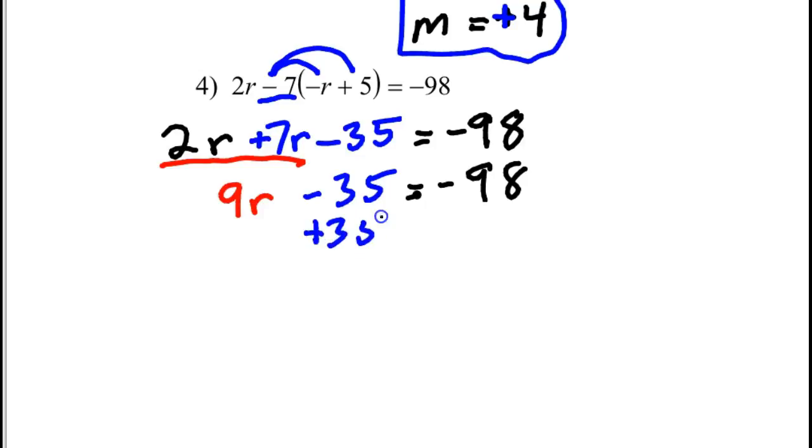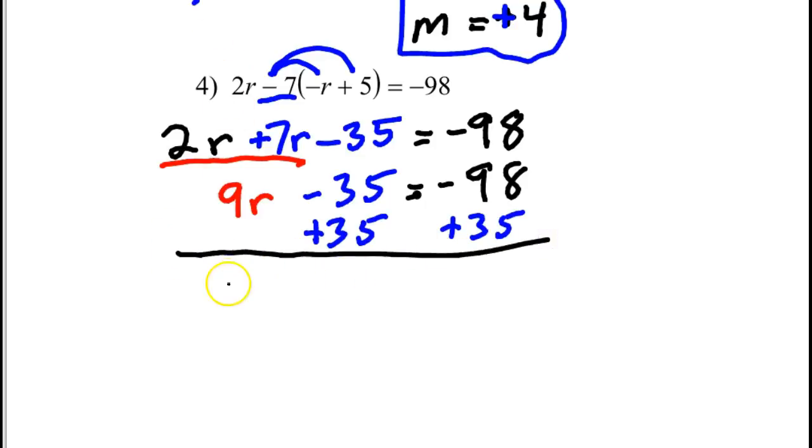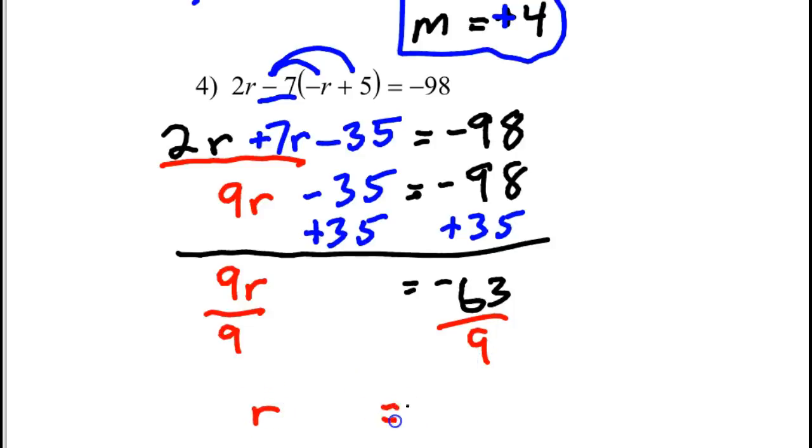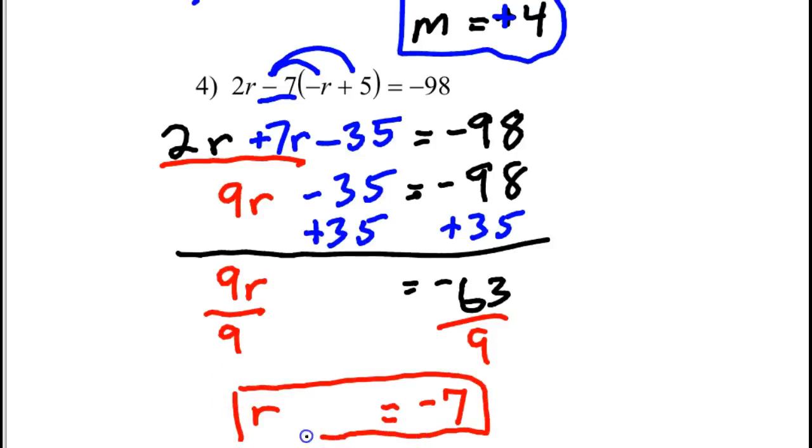We're going to add 35 both sides. So we have 9r. 9 times what? Equals negative 63. And then divide everything by 9. So r equals negative 7. Very close. Gotta have the negative. Okay? So we're going to basically be doing one of these on every single problem.